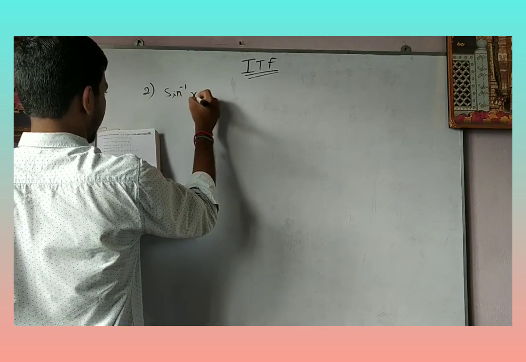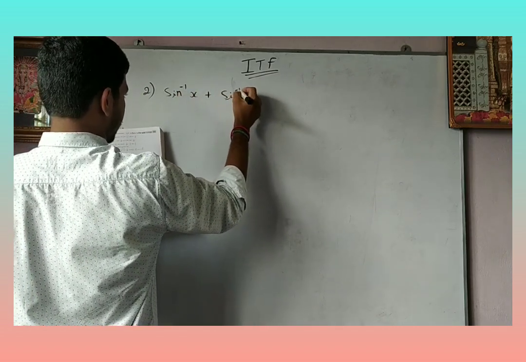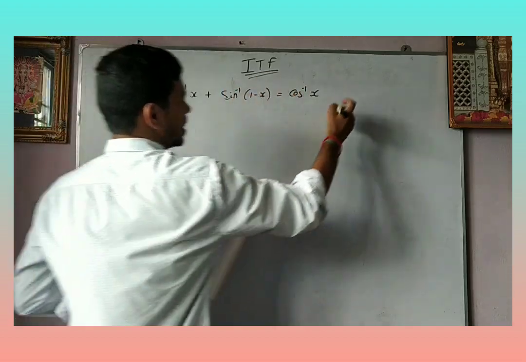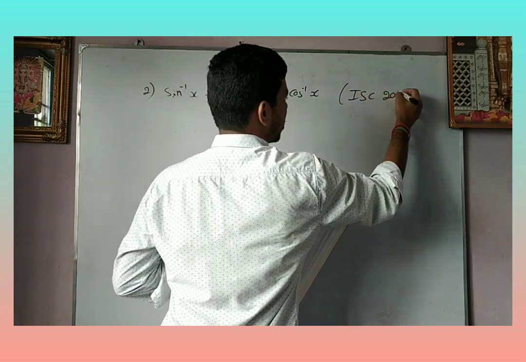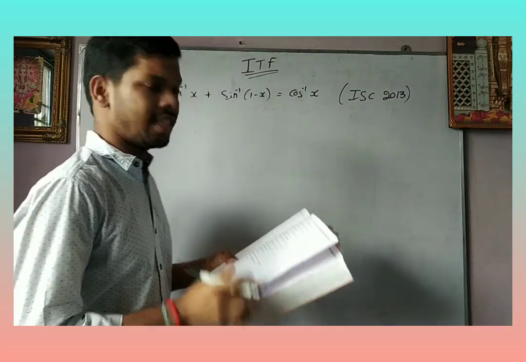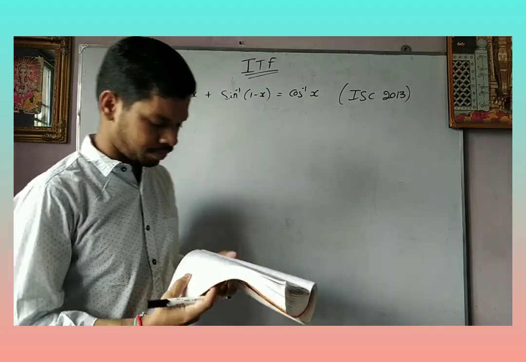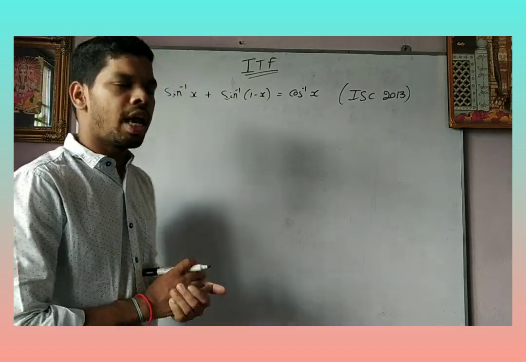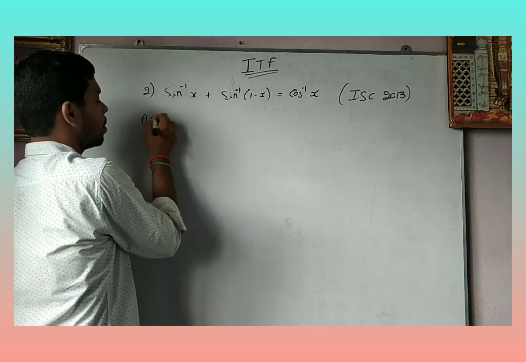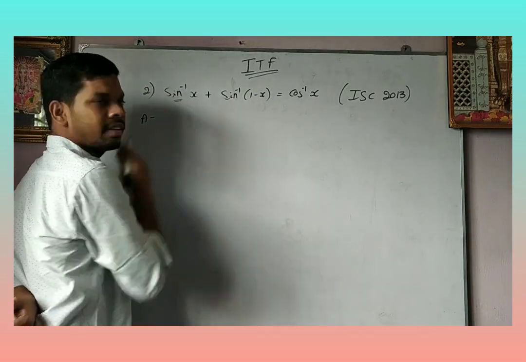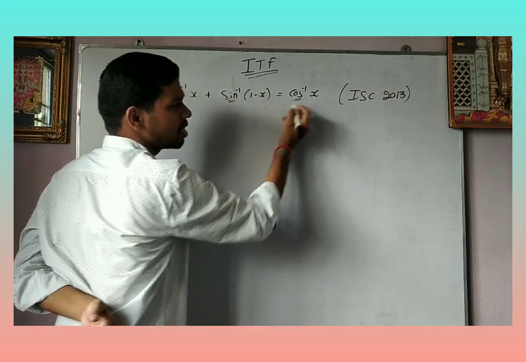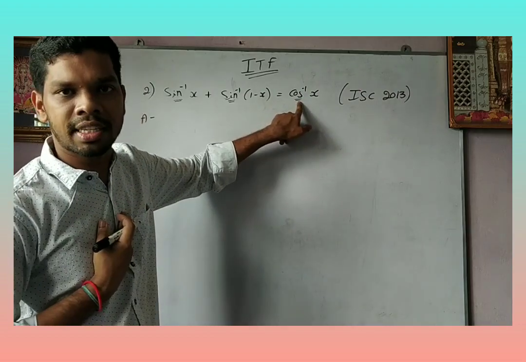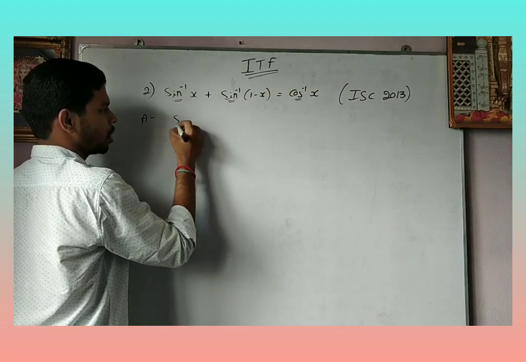Similarly, next question. Sin inverse x plus sin inverse (1 minus x) is equal to cos inverse x. This is our ISC board question 2013. This is APC book, example number 43. It is the same question as the previous question, and we have to apply the same trick. But here the function is sine, and there the function is cos. That means we have to convert cos inverse x into sin inverse x to make it the same function.